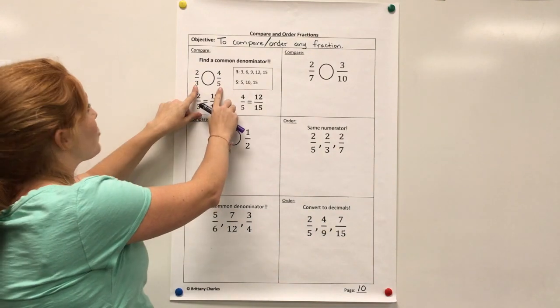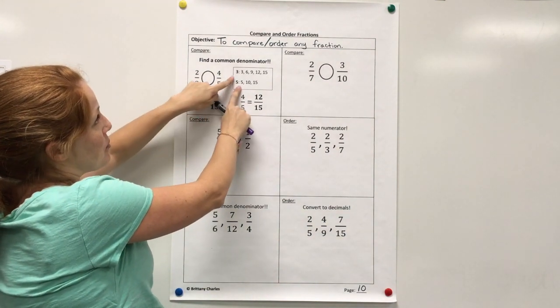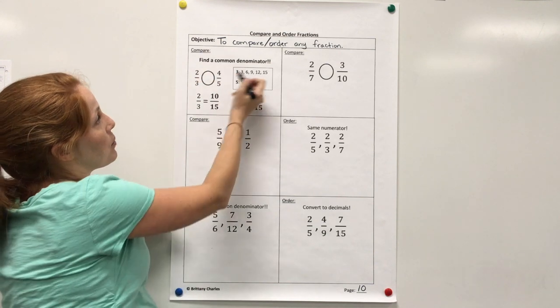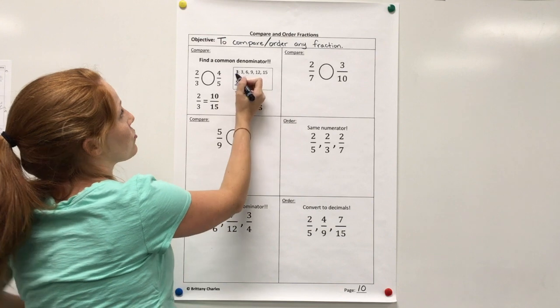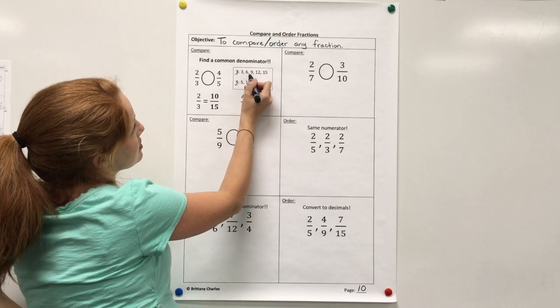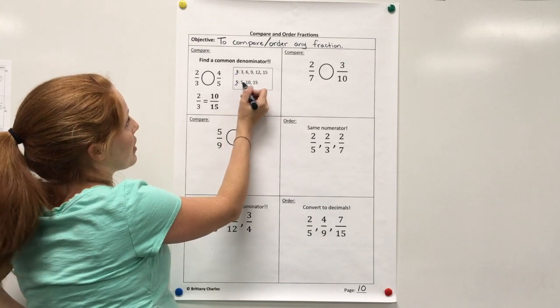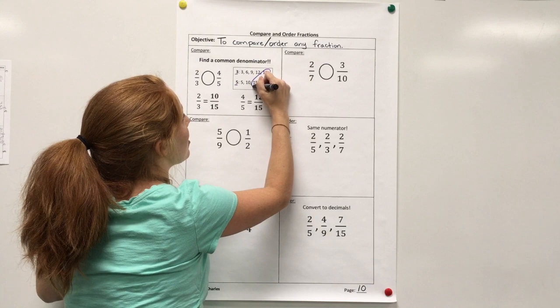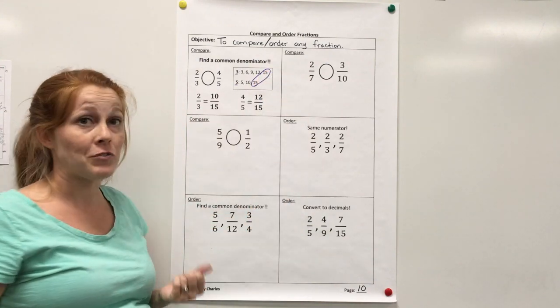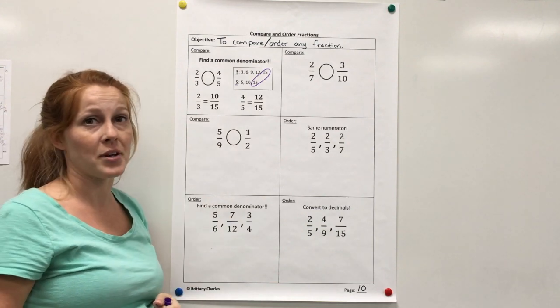So if I look, I have 2/3 and 4/5. I take my denominators and I put them right here and I list out multiples. I started with 3 and I started with 5. So 3 times 1 is 3, 6, 9, 12, 15. Did the same thing with 5: 5, 10, 15. I do that until I find a number that they have in common. They both have 15 as a common multiple, so that's going to be my common denominator.